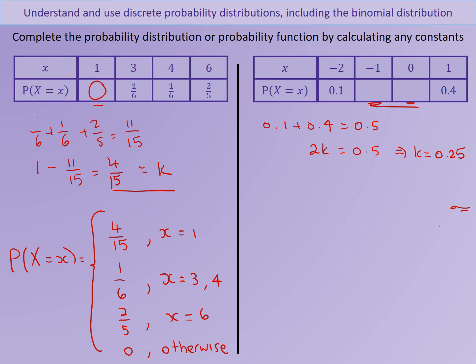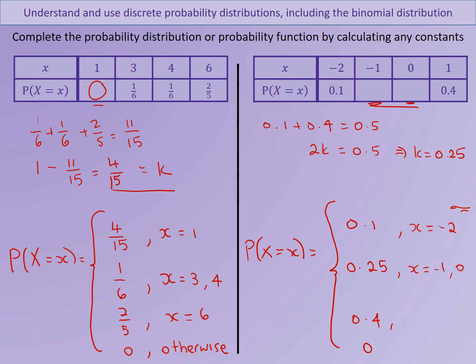And so our probability function, set up in the same way, nice open bracket, our probabilities, and you'll notice that it doesn't really matter whether they are in numerical order, as long as you have them all written down. So we have 0.1, 0.25 and 0.4, and then 0 otherwise. We have 0.1 when x is equal to -2, 0.25 when x is equal to -1 or 0, 0.4 when x is equal to 1, and 0 otherwise.